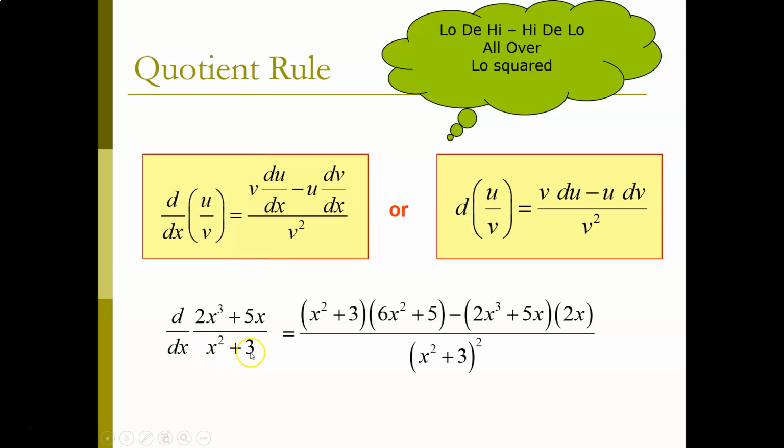Well, x squared plus 3, the derivative of this would just be 2x. And that's going to be all over our bottom function, our v, which is x squared plus 3 to the power 2. Now, we don't have to go further than this. Today, we can kind of just leave it once we have set it up.